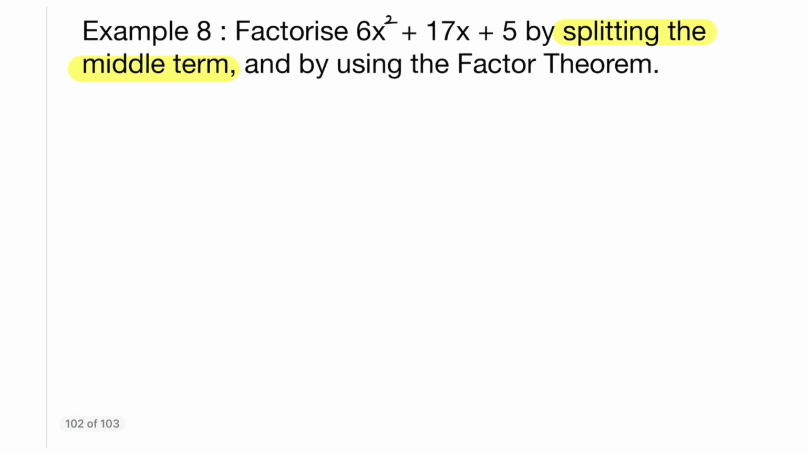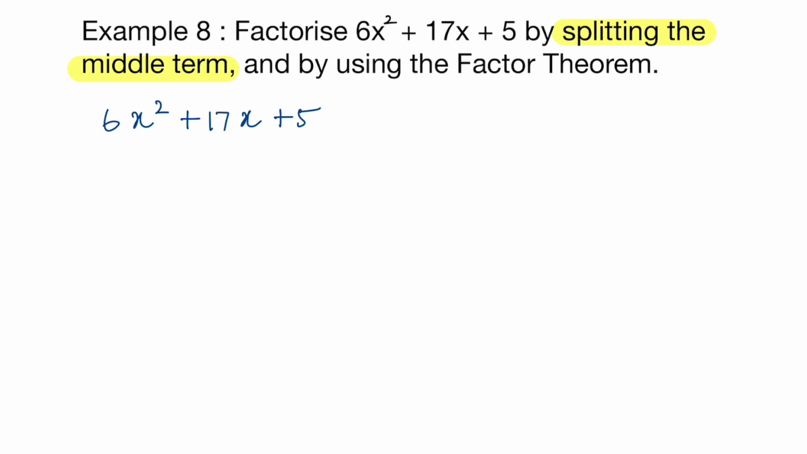Before explaining the method to you straight away, that might confuse you a little bit. So let us take this example and I'll explain the splitting the middle term method with this particular example. Let me just rewrite the question here: 6x squared plus 17x plus 5. So this is the polynomial here.